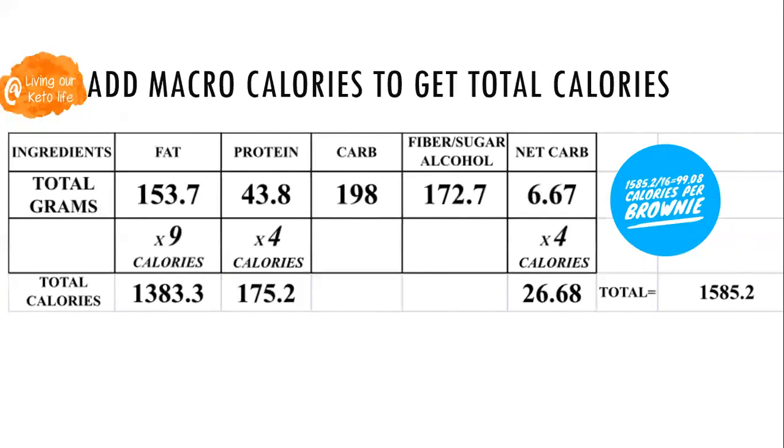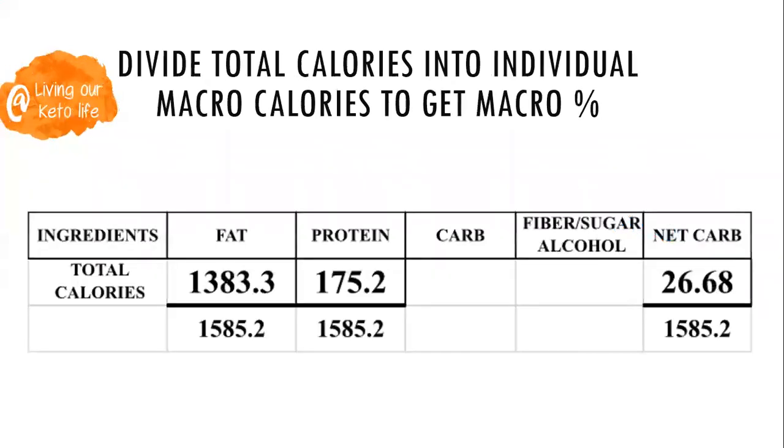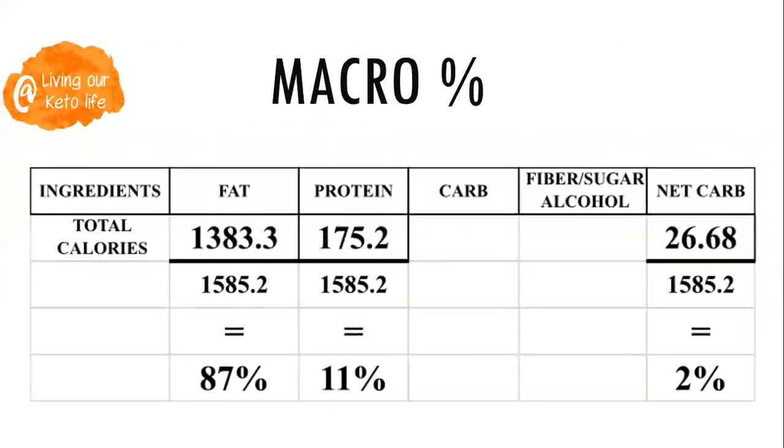Now, I'm not a huge calorie counter. I do try and stay in my macros, but the reason you need to figure out calories on recipes is so that you can figure out the percentage of fat, protein, and net carb. So I am going to take that total number, 1585.2, and divide it into each of the individual macros. See how I've divided each one by that, because they're all a component that make up that calorie count. And that is going to give us the percentage of what each one is. So this brownie is 87% fat, 11% protein, and 2% net carb, which is awesome for a keto diet.